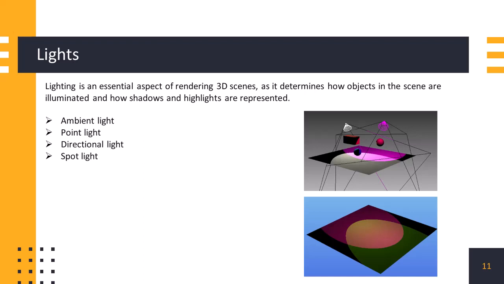Point lights simulate light originating from a specific point in space, radiating in all directions. They are useful for creating localized light sources, such as lamps or light bulbs. Spotlights simulate focused light beams with a specific direction, position, and cone angle. They are ideal for creating effects like flashlight beams or highlighting specific areas.